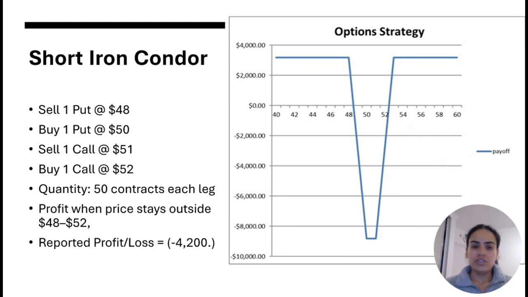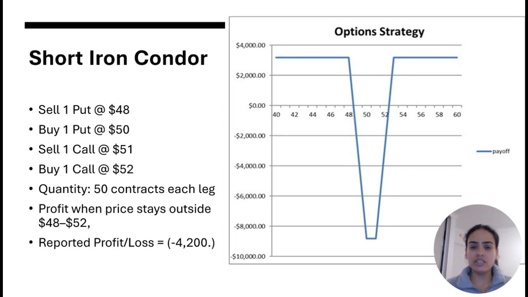Short iron condor. Lastly, we have a short iron condor, which involves a total of 4 legs. We sell a put at $48, buy a put at 50, sell a call at 51 and buy a call at 52 with 50 contracts each. This strategy is designed to profit when the stock price stays between the two short strikes, in this case 48 and $51. It is a popular choice due to its defined risk-reward structure.